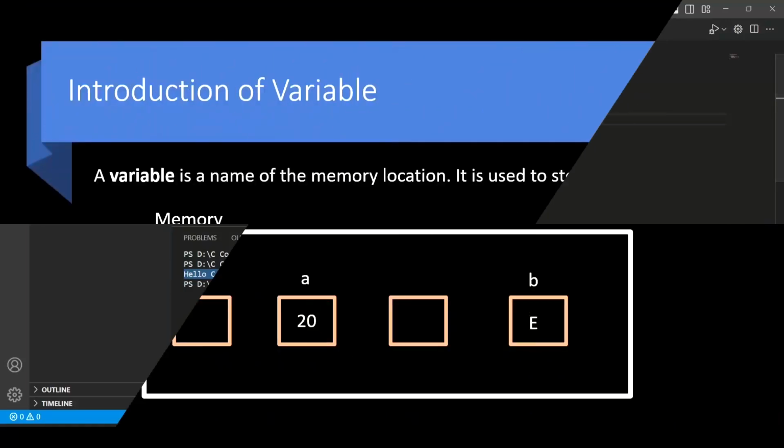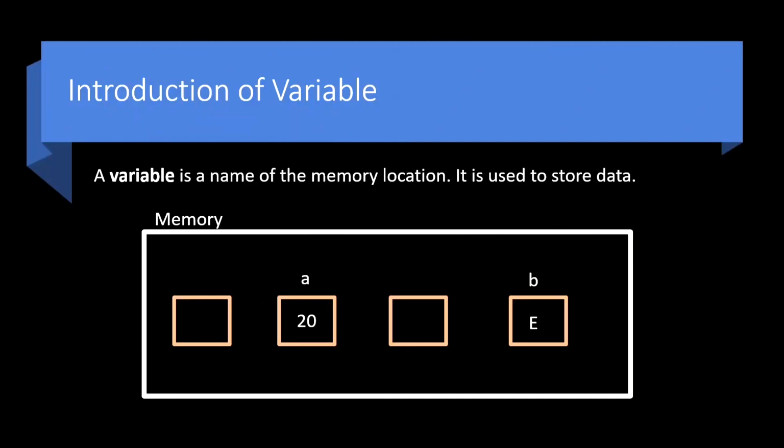Okay, now let's discuss the introduction of variables. What is a variable? A variable is nothing but a memory location used to store data. Here you can see we have a memory having some blocks. Let's suppose it is an X block, a Y block, a Z block, and this is a P block. And when we initialize a variable with some value, it is stored in memory. Here you can see variable A stores 20 and variable B stores E, which is a character type. We will discuss it.